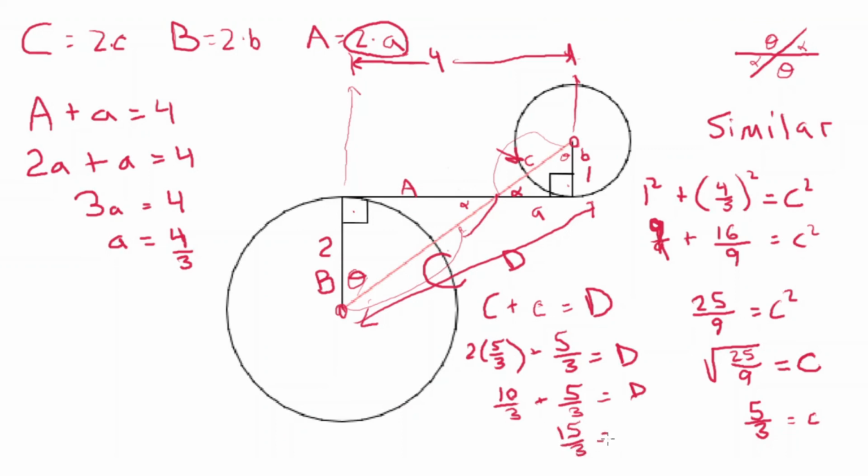15/3 equals D. Alexa, 15 divided by 3. 15 divided by 3 equals 5. And that's what we got last time. Big D, the distance between the two circles' centers, is 5. We are geniuses.